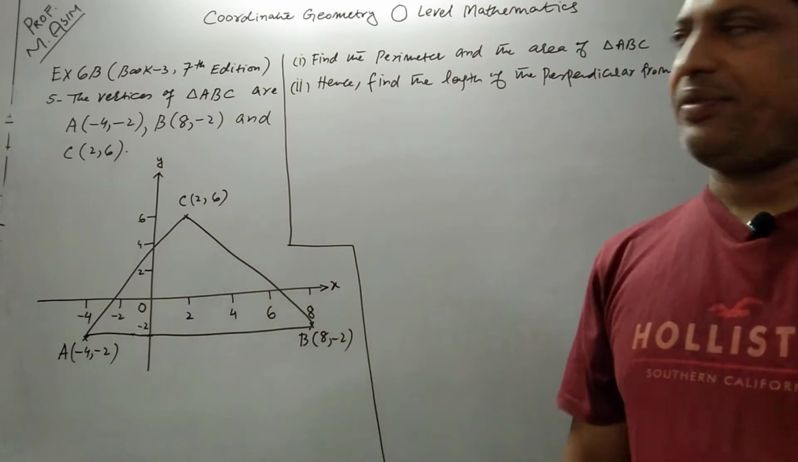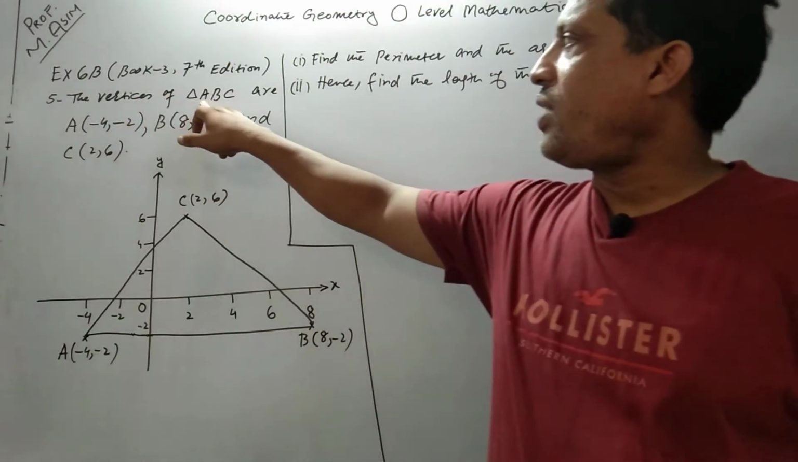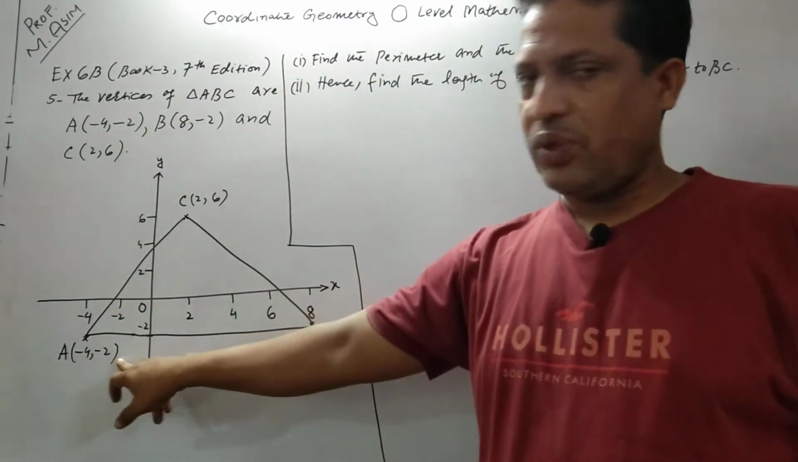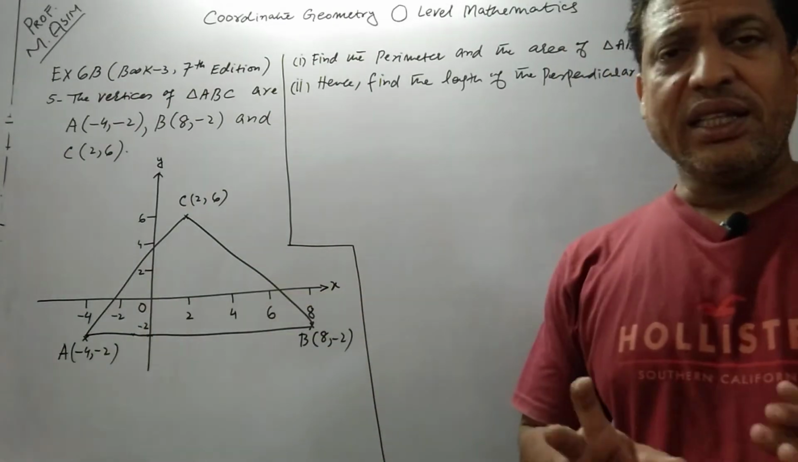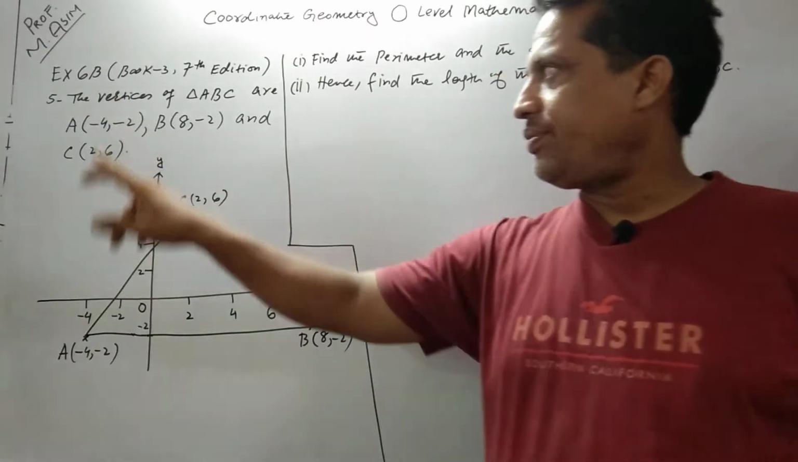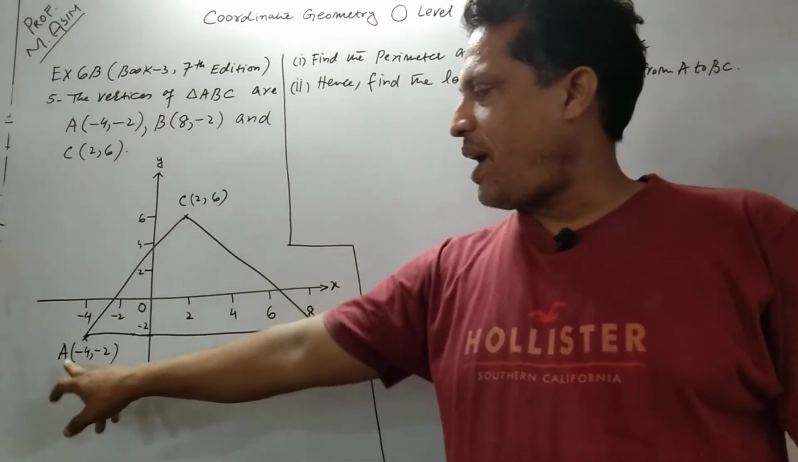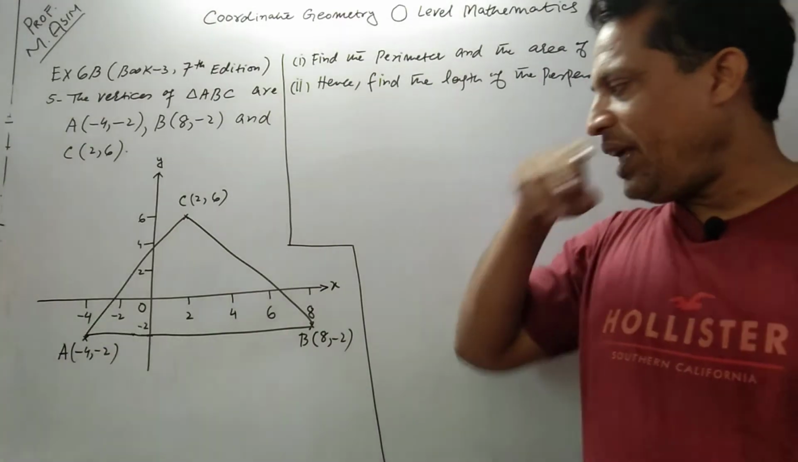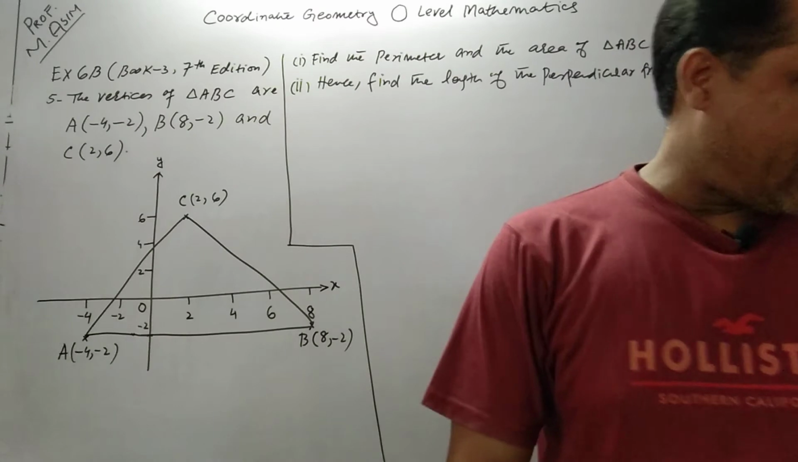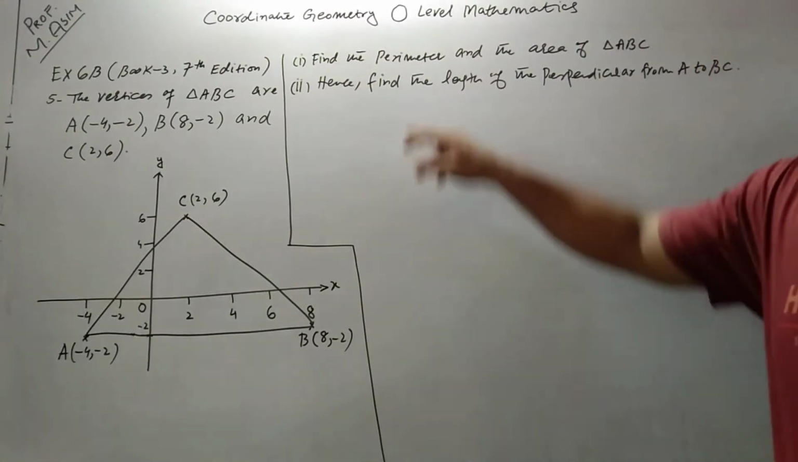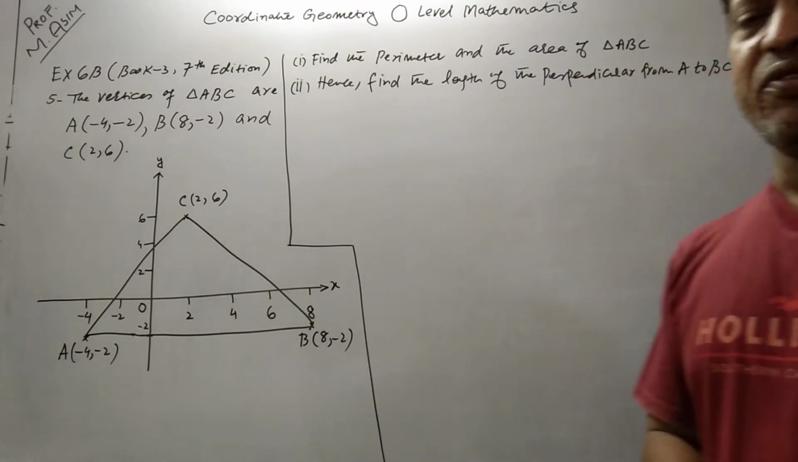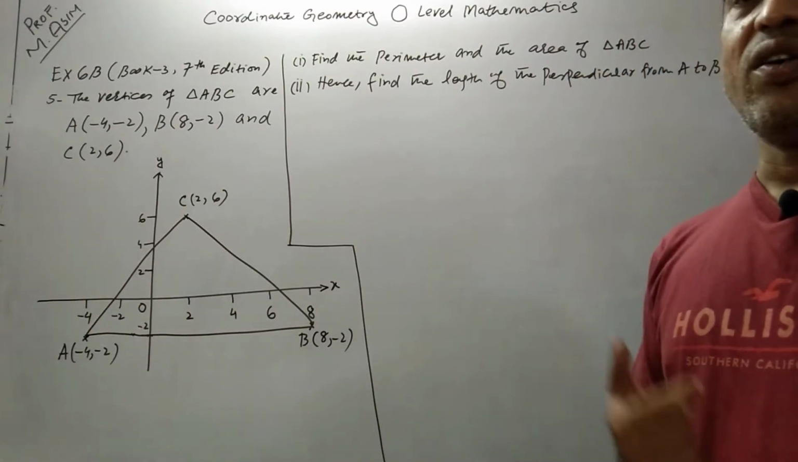See question number 5. The vertices of triangle ABC are A is -4, -2. This diagram, this graph is given in the question. So the vertices of triangle ABC: A is -4, -2, B is 8, -2, and C is 2, 6. What is the question? Find the perimeter and the area of triangle ABC. Two things are required: one is perimeter and one is area of triangle ABC.